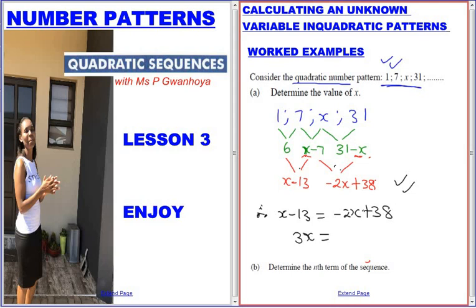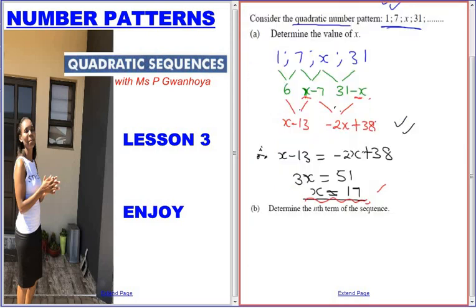I'm taking x to the left-hand side, and 38 plus 13 should be a lovely value. It should be 51 over there, right? So let's get our x value. 51 divided by 3, luckily that's a simple one. So we got our unknown that was in the equation, and we got it to be equal to 17 by using the fact that we know that the second difference is constant. So that is all there is to it.